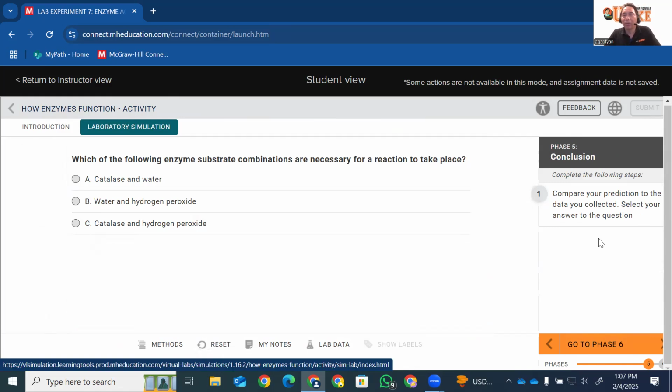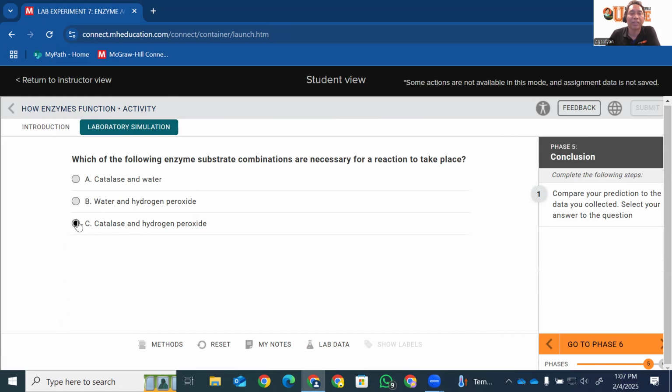Now, what does it say? Compare your prediction to the data you collected. Select your answer to the question. We predicted that substrate plus enzyme will be reactive, right? Which of the following enzyme and substrate combinations are necessary for a reaction to take place? Catalyst and water? No. Water and hydrogen peroxide? No. Catalyst and hydrogen peroxide? Yes. Enzyme and substrate? Yes. So that's our answer, and let's see whether it's correct or not.